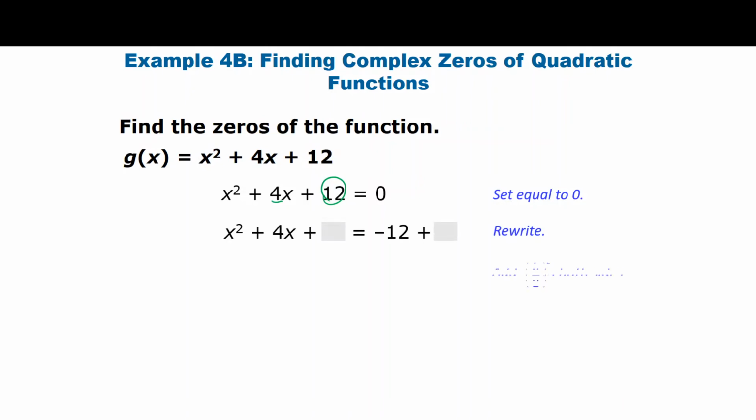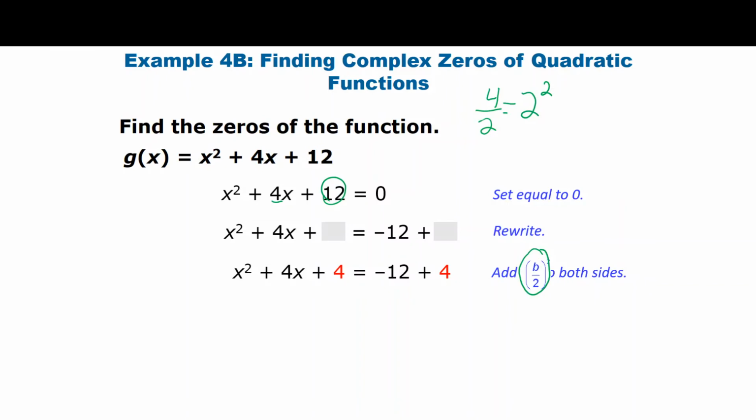So there I have it in that order. And remember, when I'm going to complete the square, I'm going to take b divided by 2 and then square it. So in this case, b is 4. 4 divided by 2 equals 2, and I'm going to square that. So I'm going to add 4 to both sides of my equation. And now I can factor my equation.